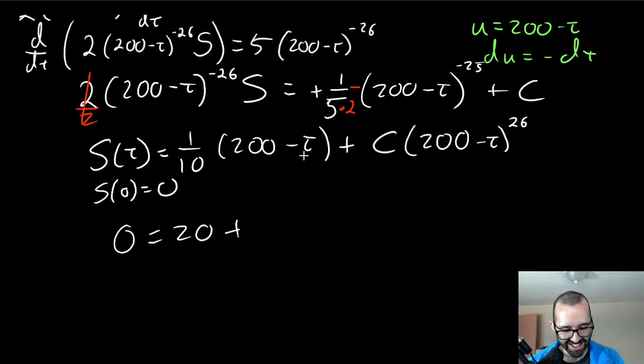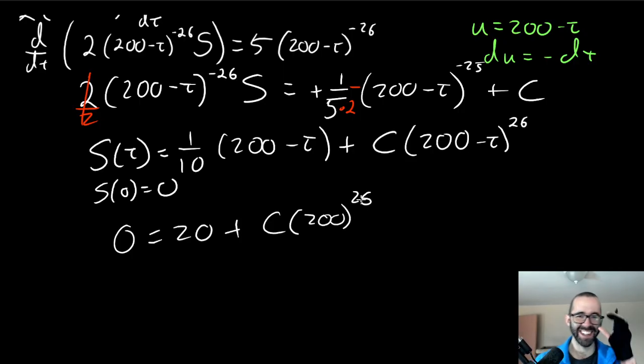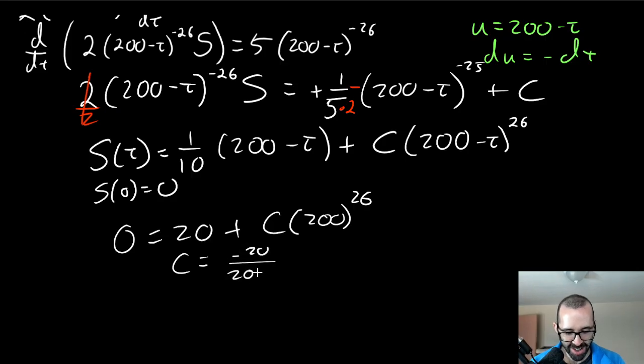T is equal to 0. This is C times 200 minus 0. All right, surely I've messed up. That's quite the constant of integration. Okay, it's fine though. Everything's fine. So C is going to be negative 20 over 200 to the 26th power.